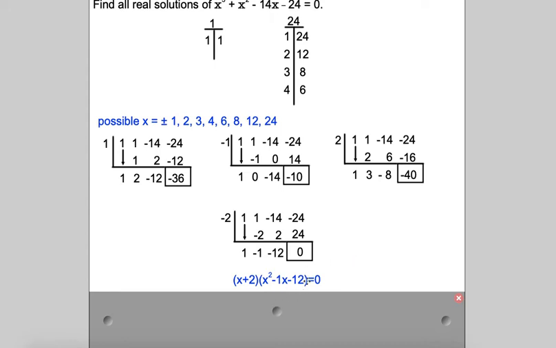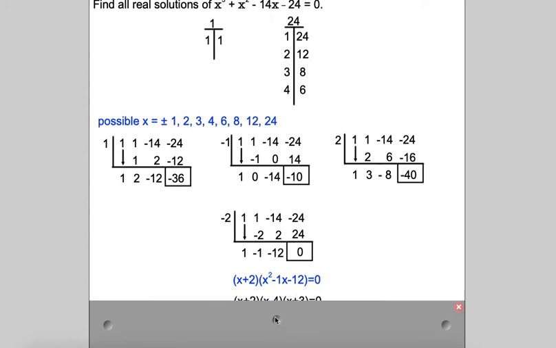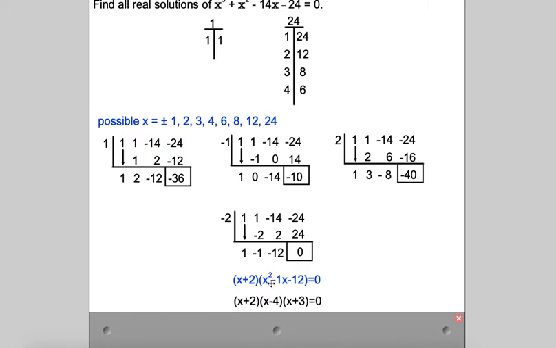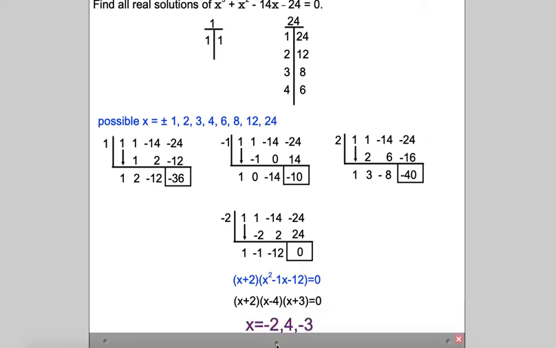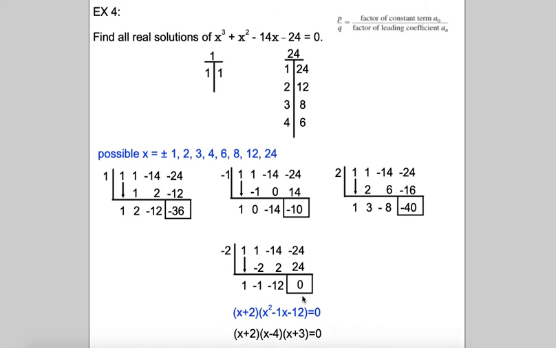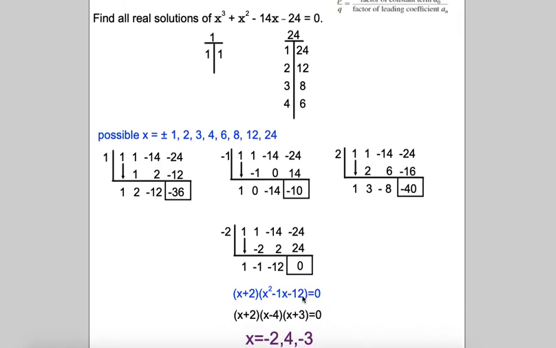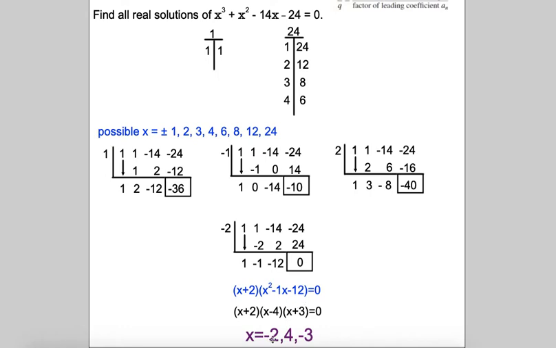Now this looks like something I can factor to finish solving. So I factored x squared minus 1x minus 12, and I got x minus 4 and x plus 3. From there, I found my solutions. So I got x equals -2 and 4 and -3. Noticing here it doesn't say draw it. We could draw it.